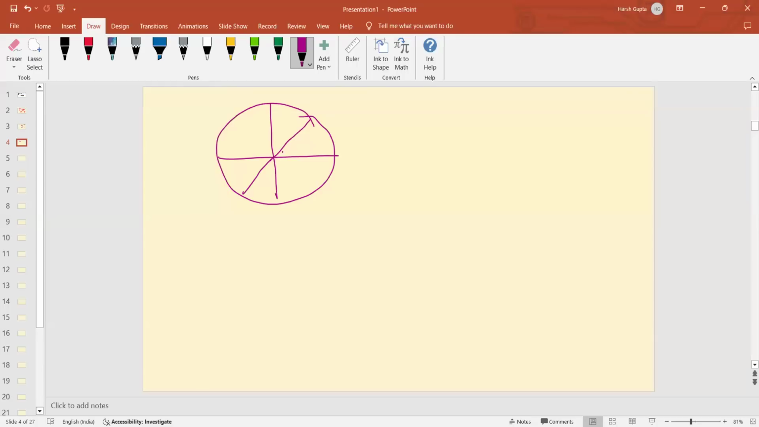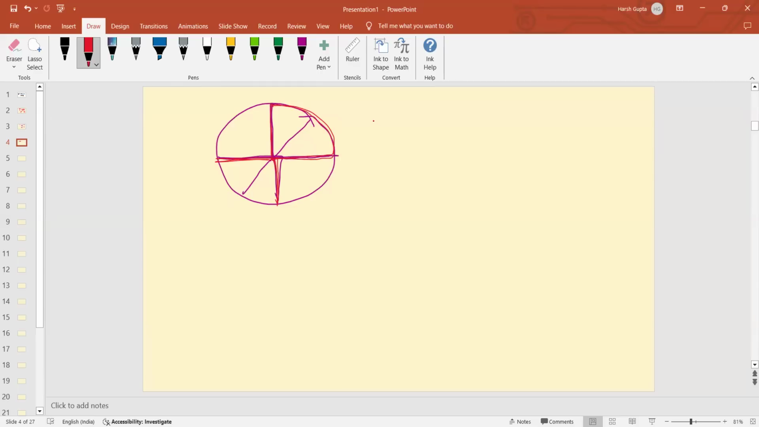Once you make a cut, what will happen? If you observe, whenever you are making a cut, it is cutting two slices. This is one of the slices that it cut, and this is the other slice. And it cut the slices into two equal parts.